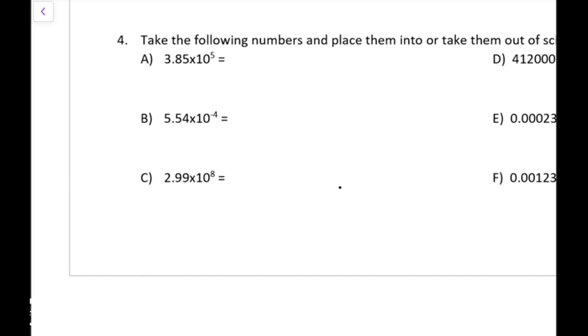So it says take the following numbers and place them into, or take them out of scientific notation. So here you have 3.85 times 10 to the 5th. Whenever you see a positive exponent, it means the number is going to get larger. When you have a negative exponent here, -4, it means it should be a smaller number, a decimal number. So large positive, large number. So we have 385,000.